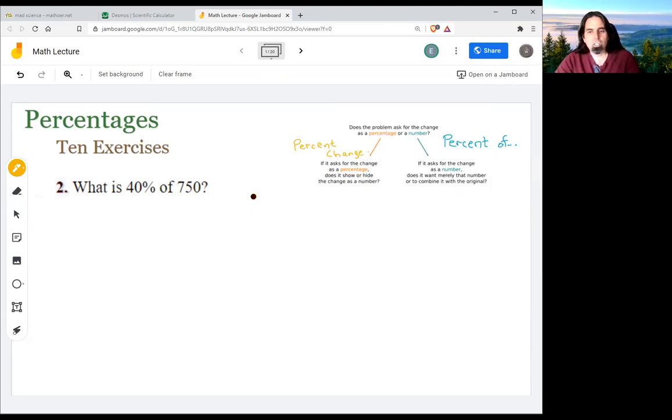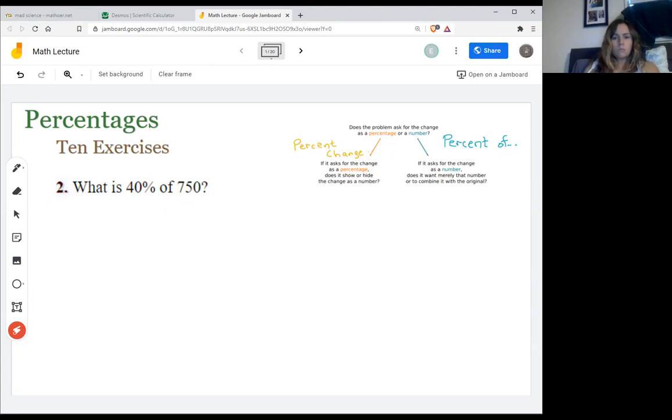In the percent change kind of problem, they give you the numbers and they say, what is the percentage? In the percent of kind of problem, they give you the percent in the problem and they say, what is a certain percent of something else? So that's our first thing. Which side of this are we on? Blue. Yeah, this time we're blue.